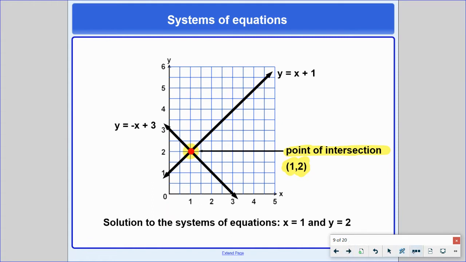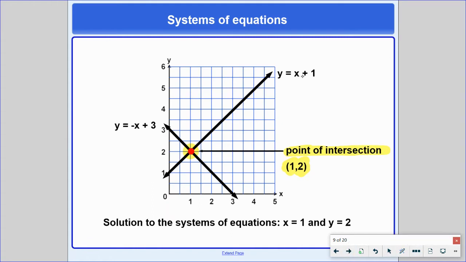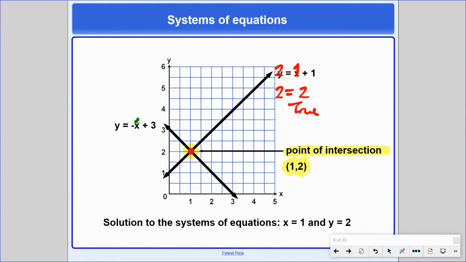In fact, let me get some different colors here. Let's substitute in 1 for x, 2 for y. 1 plus 1 is 2. Yep, looks like a true statement to me.